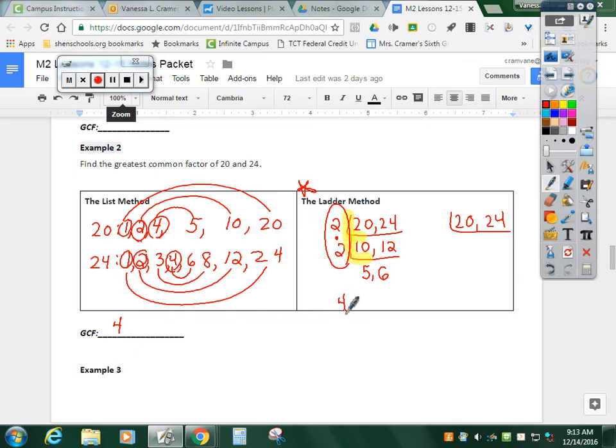Well, what if we had just divided both of them by 4 to begin with? 20 divided by 4, 5, 24 divided by 4, 6. Circle the stuff on the side. There's nothing to multiply here, so the GCF would just be 4. Okay, just wanted to make sure I pointed out that comparison.